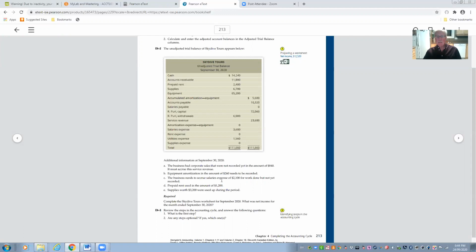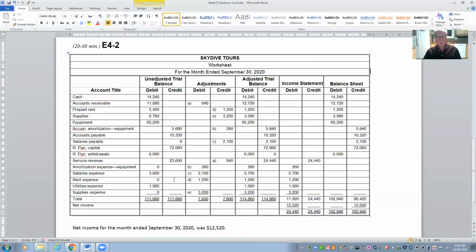We need to recognize the work at the time it's been incurred. So we need to debit salaries expense. And since we haven't paid them, the offset will be that we owe them the money. So it's going to go to a payable called salaries payable, which will be credited. We take a look at that. You can see with item C, salary expense in the adjustment column gets debited for $2,100. And then the offset is this liability, salaries payable. And then once again in the adjustments credit column, we put the $2,100.